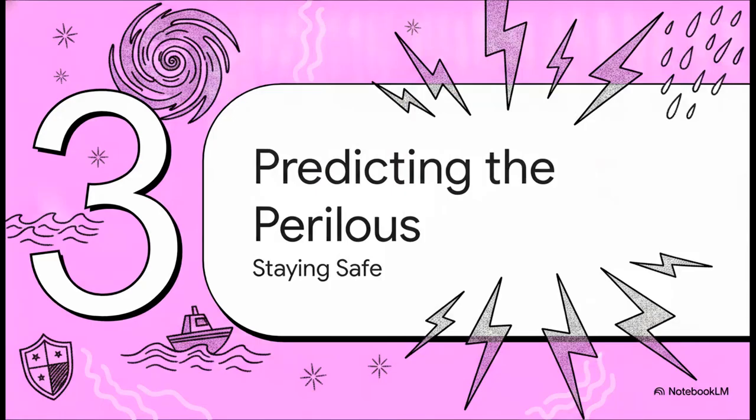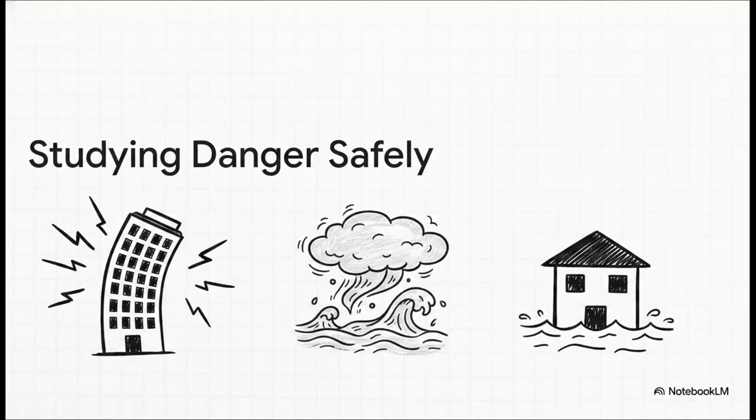Which brings us to part 3, predicting the perilous and staying safe from the extreme. Because models aren't just about understanding scale. A lot of the time, they are literally about survival. Some phenomena are simply way too dangerous to study up close.